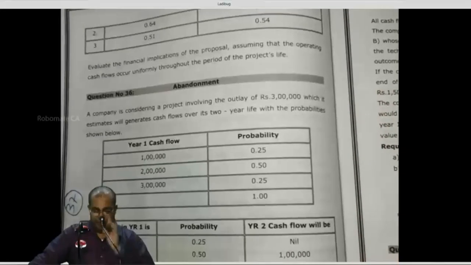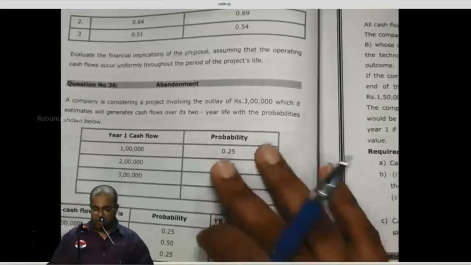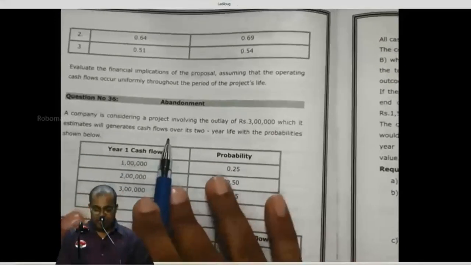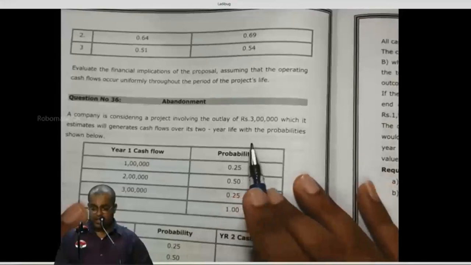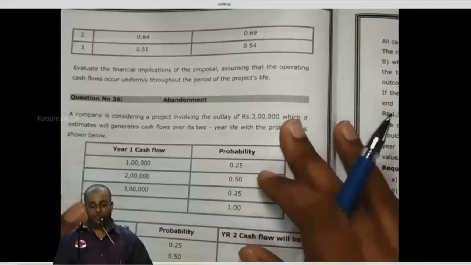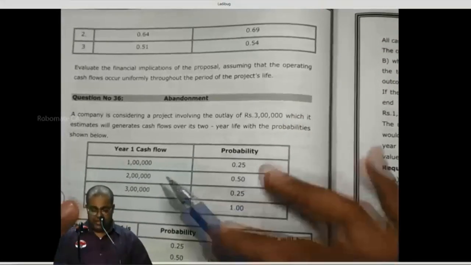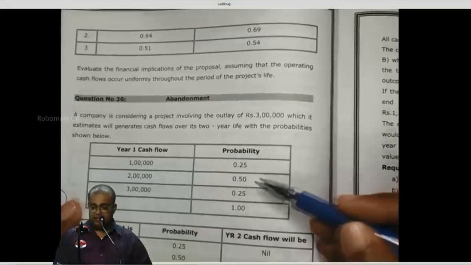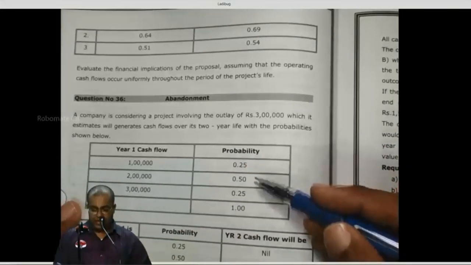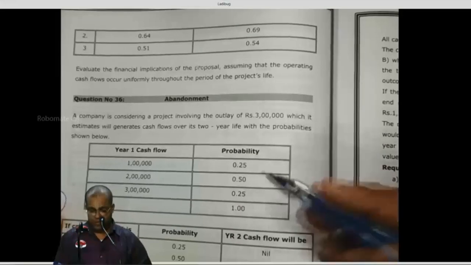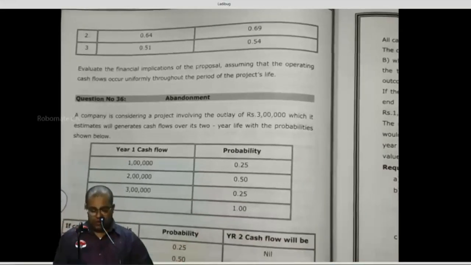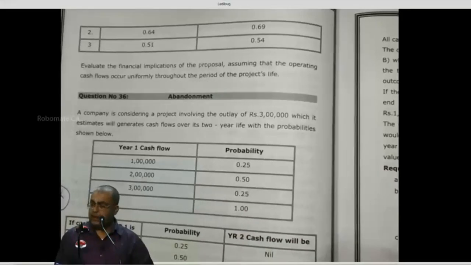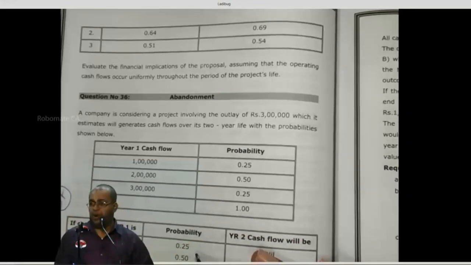A company is considering a project involving an outlay of rupees 3 lakhs, which it estimates will generate cash flows over its 2 years life with the probabilities shown below. Year 1 cash flow may be 1 lakh, 2 lakhs or 3 lakhs with a probability of 0.25, 0.5 and 0.25. If year 1 cash flow is 1 lakh, year 2 cash flow will be 0, 1 lakh or 2 lakhs with their respective probabilities given.